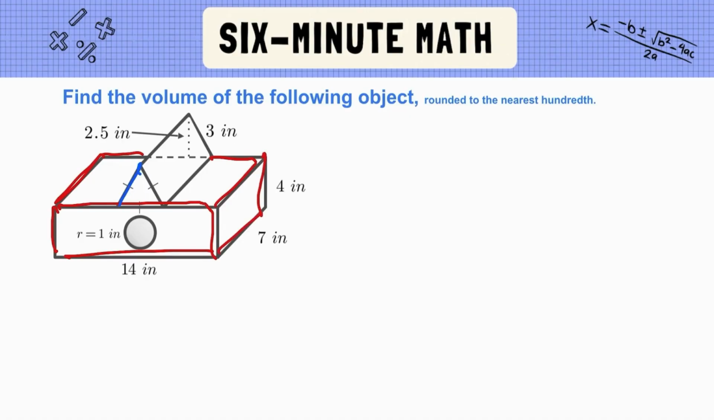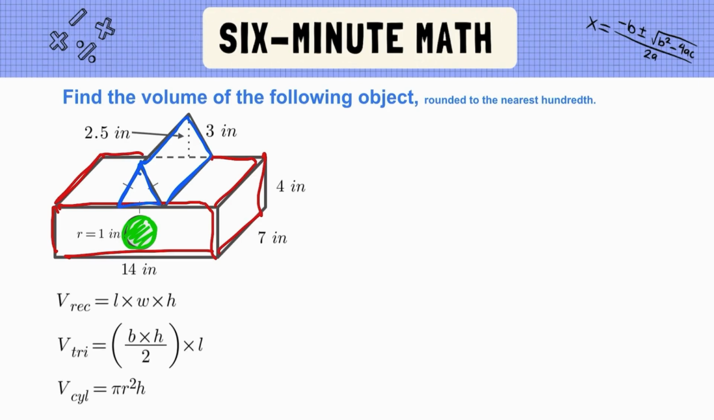I have a triangular prism, which I will do in blue. And then I actually have a cylinder here, which I will do in green, that is removed from my rectangular prism. So let's use our formulas. Let's do this rectangular prism first. We have length times width times height. So we label here. So we're going to have 7 times 14 times 4 for a rectangular prism volume of 392.